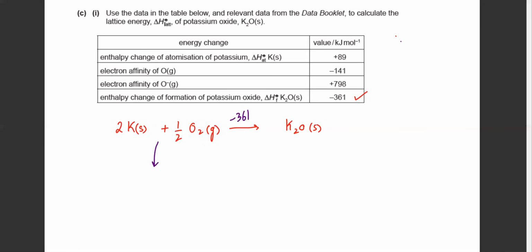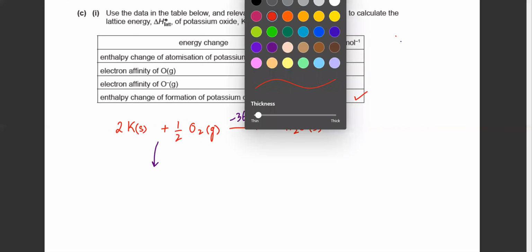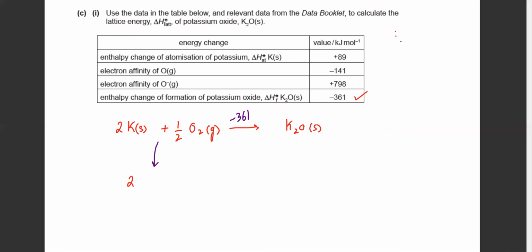As the next one, start with atomizing the substance. So it's going to be 2 potassiums turning into gas, plus the half O2 right now doing nothing. So what's the atomization of potassium? It's given as plus 89. So that's going to be plus 89, but multiplied by 2 because you've got 2 potassiums.